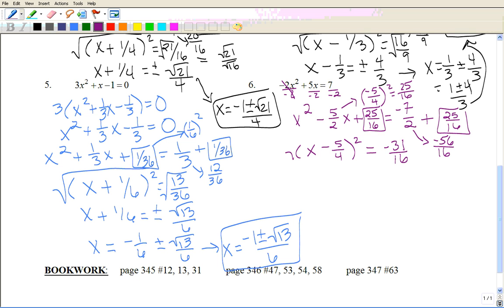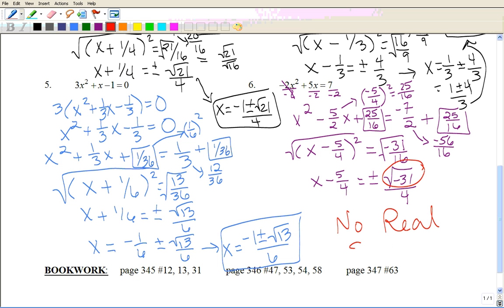Now when I take my square root of both sides, I'll get x minus 5 over 4 equals positive or negative square root of negative 31 over 4. But there's just a small problem here. We have a square root of a negative number. And that just won't work because we're only looking at real numbers so far. So we'll stop there and say no real solution.